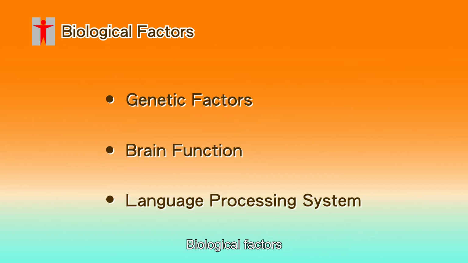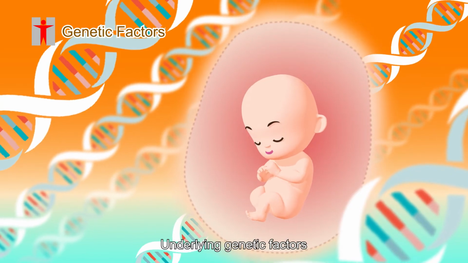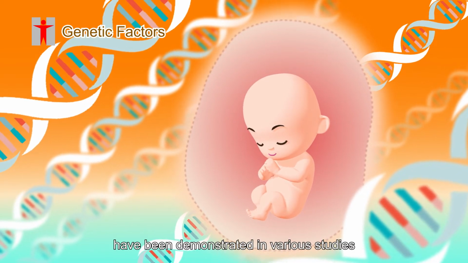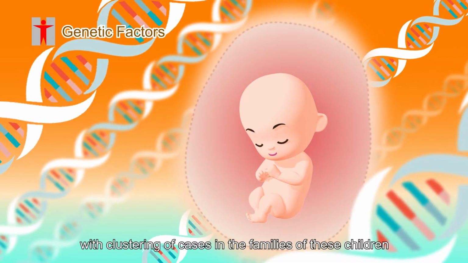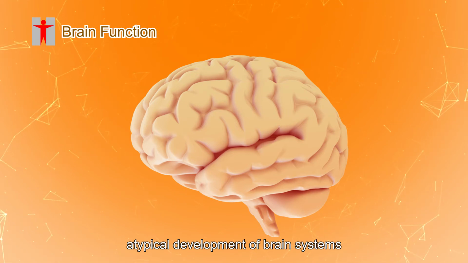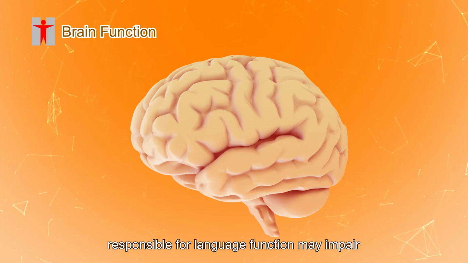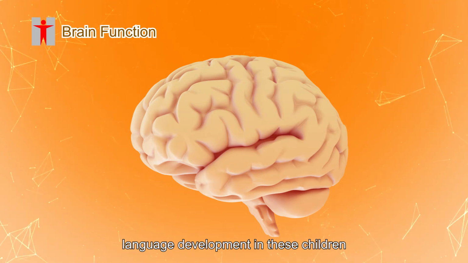Biological factors. They include genetic factors, brain development, and language processing system. Underlying genetic factors have been demonstrated in various studies, with clustering of cases in the families of these children. In addition, atypical development of brain systems responsible for language function may impair language development in these children.